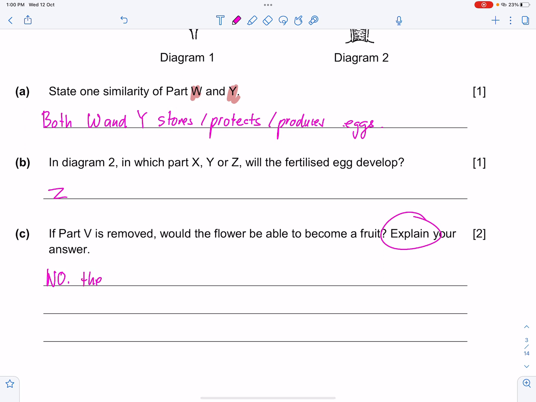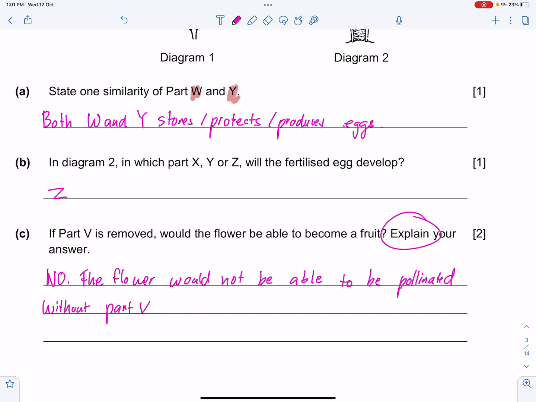The flower would not be able to receive or to be pollinated without part B. Now, if you are very good, you can bracket and straight away put there stigma. Not required, but good practice. I'm teaching you how to answer in a higher order, because then it makes sense.